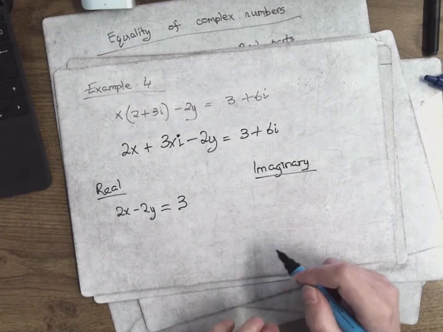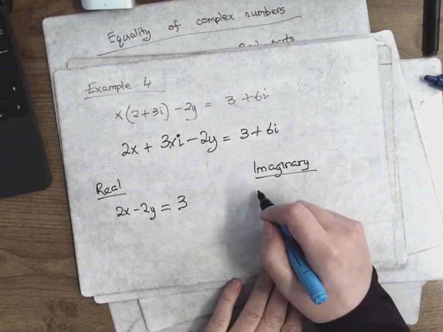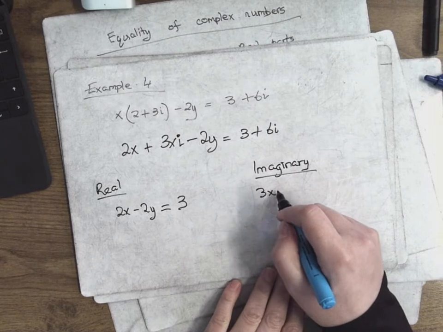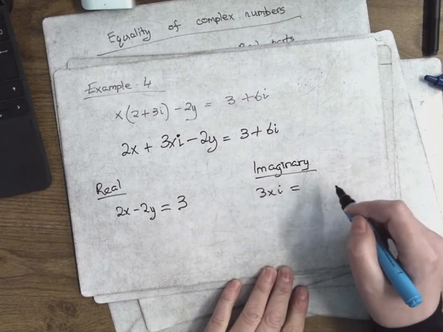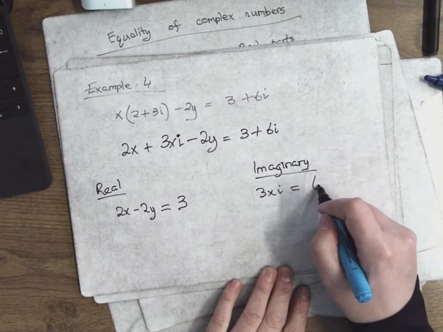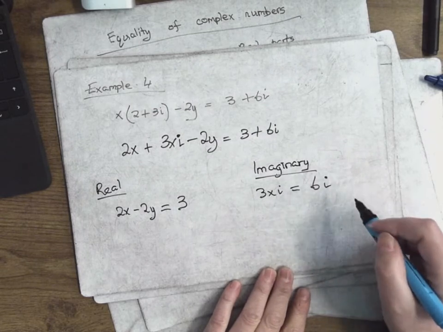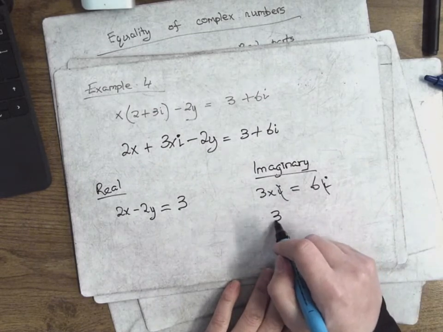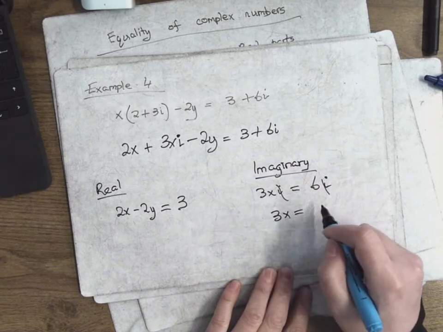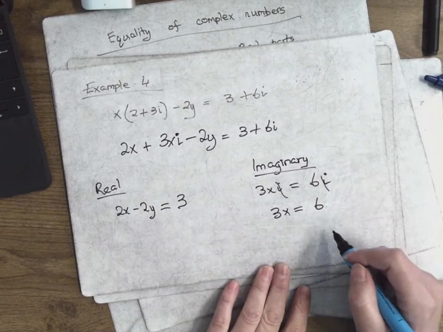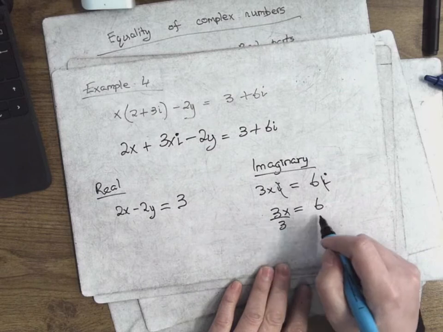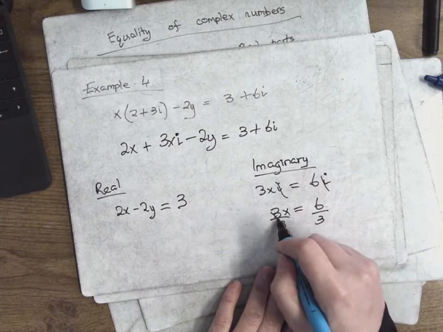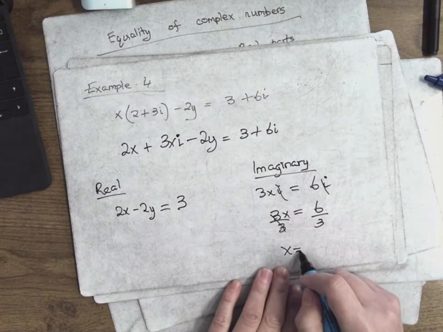Imaginary, pick out your imaginary bits. 3xi equals 6i. What do I do now? Cancel my i's. So I've ended up with 3x equals 6. What do I do now? Divide each side by 3 and you'll end up with x equals 2.